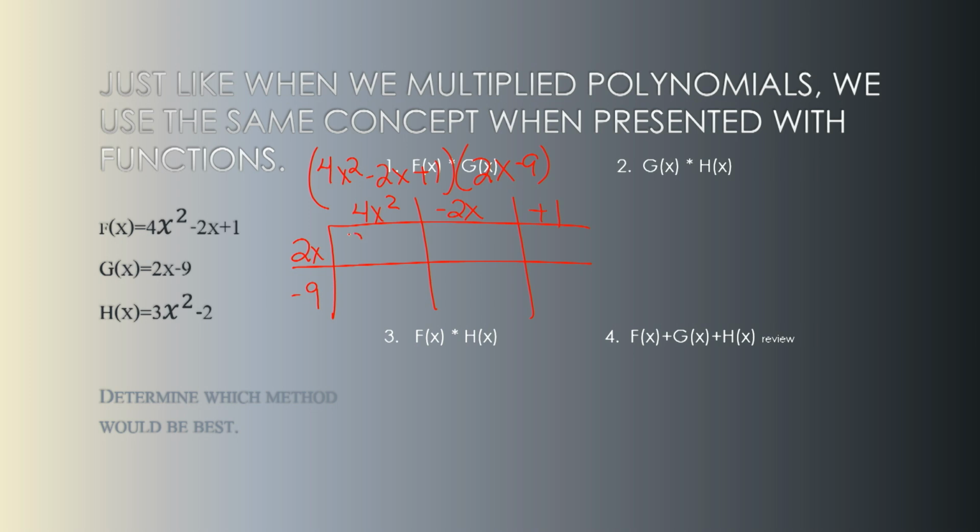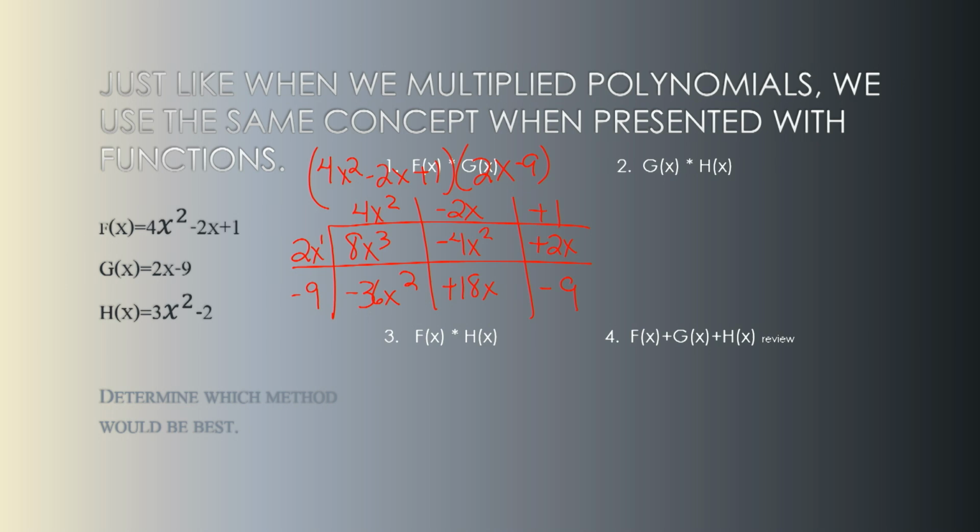4 times 2x is 8x cubed. Negative 2x times positive 2x is negative 4x squared. Anything times 1 is itself. Then my next, negative 9 times 4 is a negative 36x squared. Negative 9 and negative 2x is a positive 18x. Anything times 1 is itself.